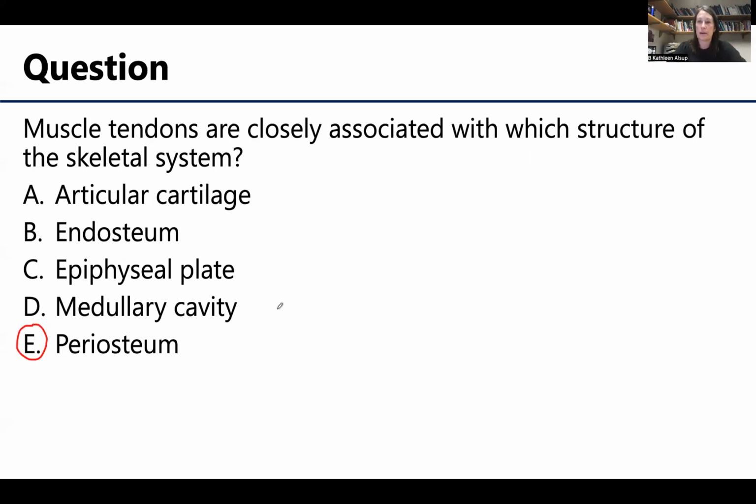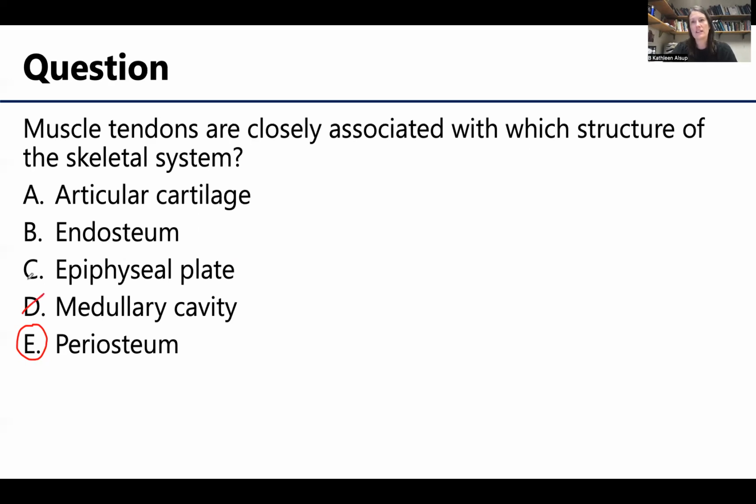So first off, where is the periosteum? The periosteum is that connective tissue layer that surrounds the external surface of the bone. So if you think about a tendon extending from the muscle belly to the bone, it makes sense for it to be really closely connected with that periosteum. In fact, it interweaves past it to become part of the matrix of the bone. Generally, a muscle tendon is not going to extend all the way to the medullary cavity.